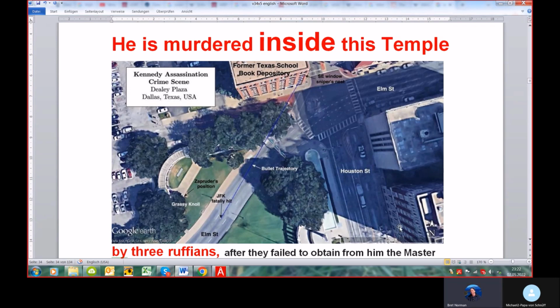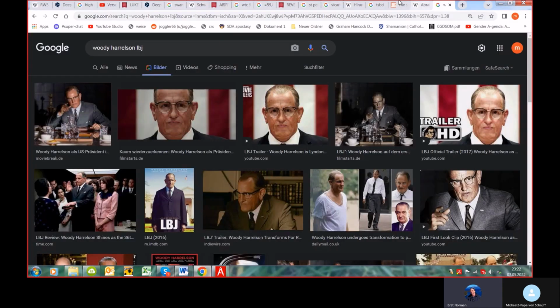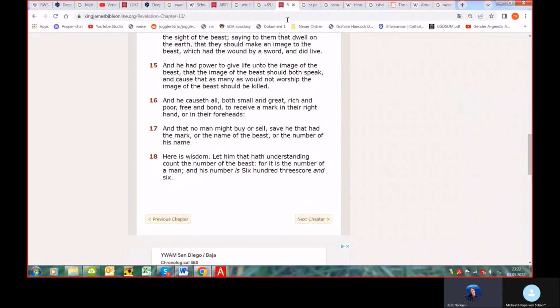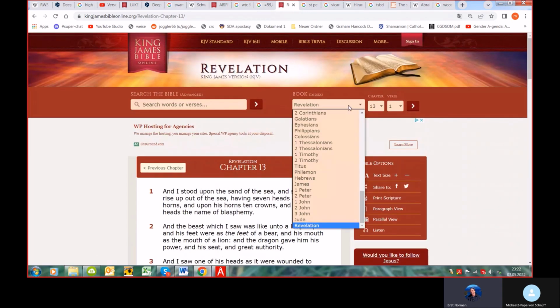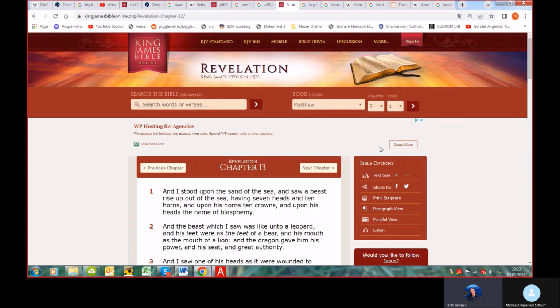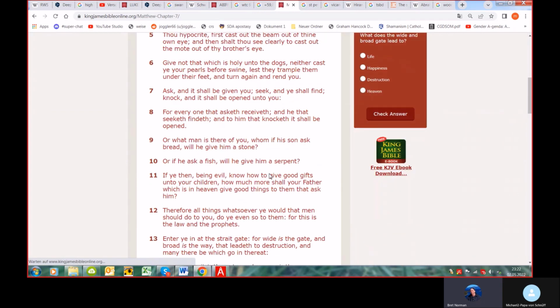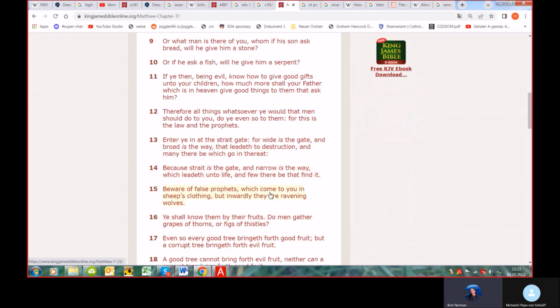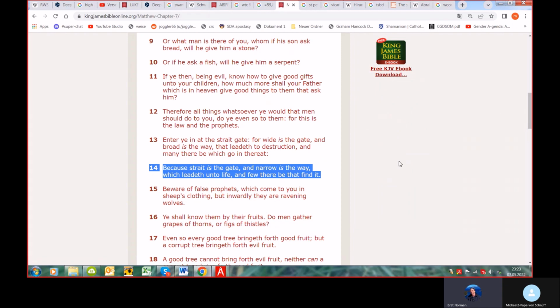Matthew 7:14, that's what I wanted to read. "Because straight is the gate, and narrow is the way which leadeth unto life, and few there be that find it." That's what Michael's talking about. It's not about a huge amount of people here. It's about a few that find it. And precious is it. That's the truth. Yep. And yeah, we can read a little more.